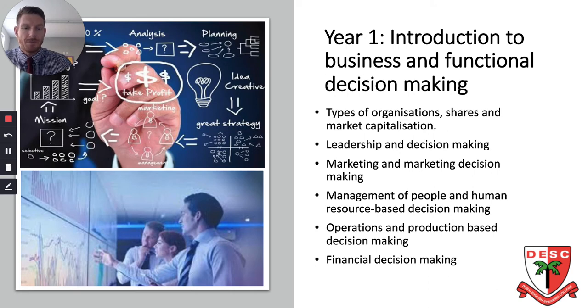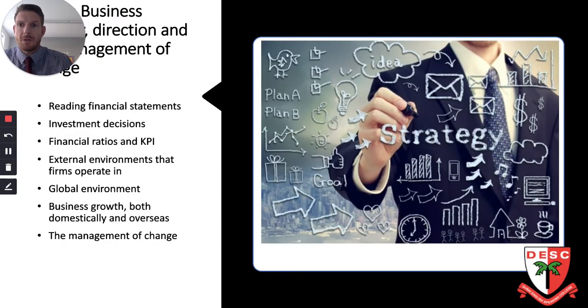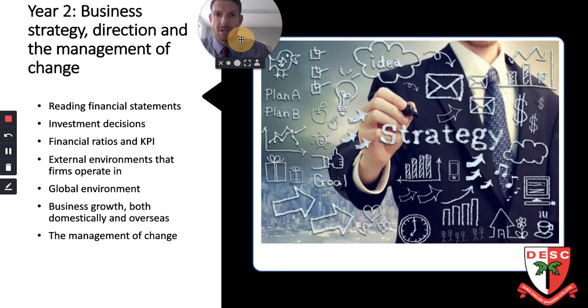In year 2, we look at the firm as a whole and we look instead at business strategy. Rather than making a decision on a functional level, we make decisions on a corporate level, what direction the firm is going. Now to do this, we'll read financial statements and understand about balance sheets and income statements, key performance ratios and key performance indicators, investment decisions. We'll also learn about the external environment that influences how firms make decisions, such as economic indicators, political indicators, legal and environmental issues as well.